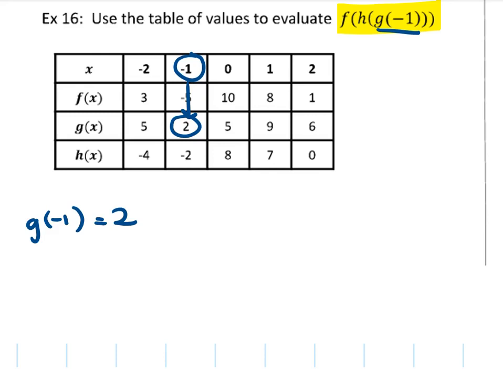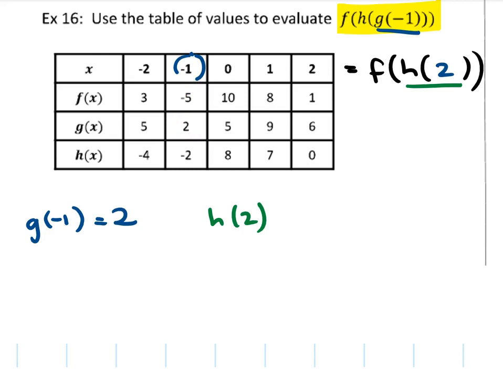So what I can do is replace. I have f of h, and instead of g of -1, we will replace that with now a 2. So it's getting a little nicer. f of h of 2 is now what we have to compute. So we'll do this. Again, working with the inside, that's the h function. We're going to have to calculate what is h of 2.